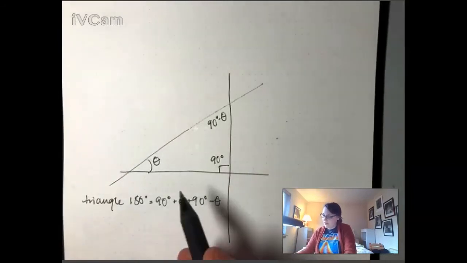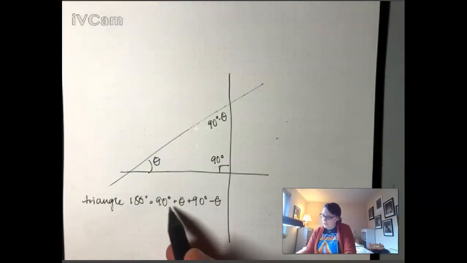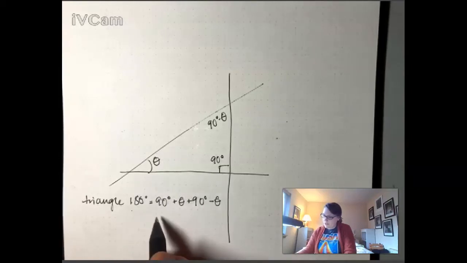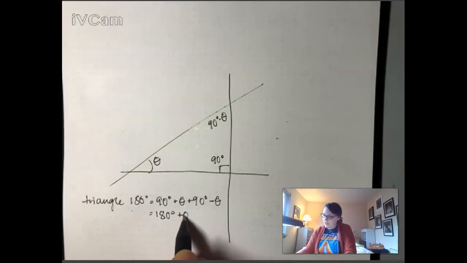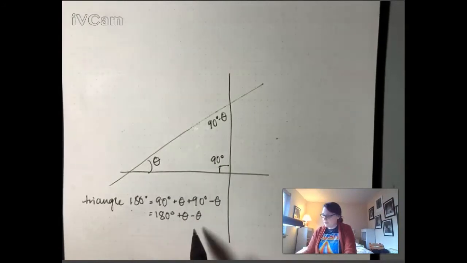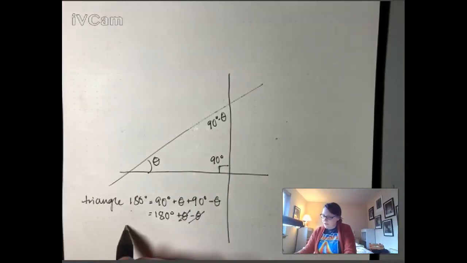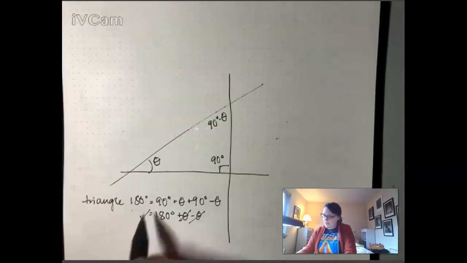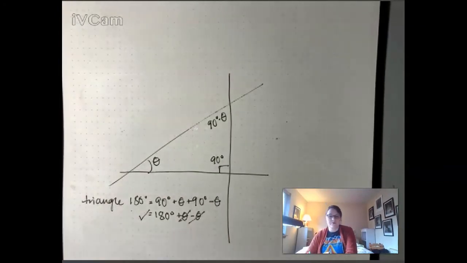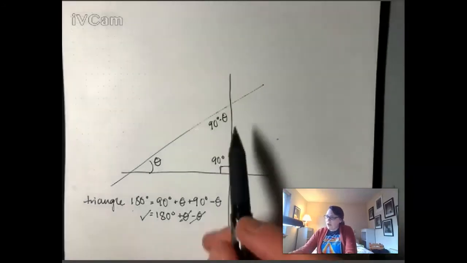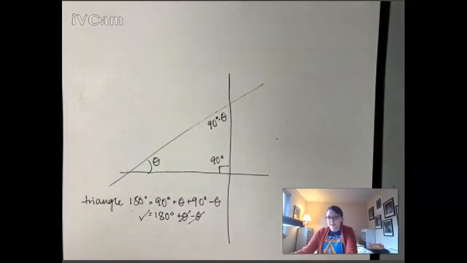Let's check my math. I've got 90 plus a 90. Oh, that's good. That equals 180 plus theta minus theta. Well, that's great. That cancels those out. So I have, check, that my triangle is equal to 180 degrees total angle in there. That is not how a math person would do this proof, but it's good enough for me. So I know that this angle right here is 90 minus theta.